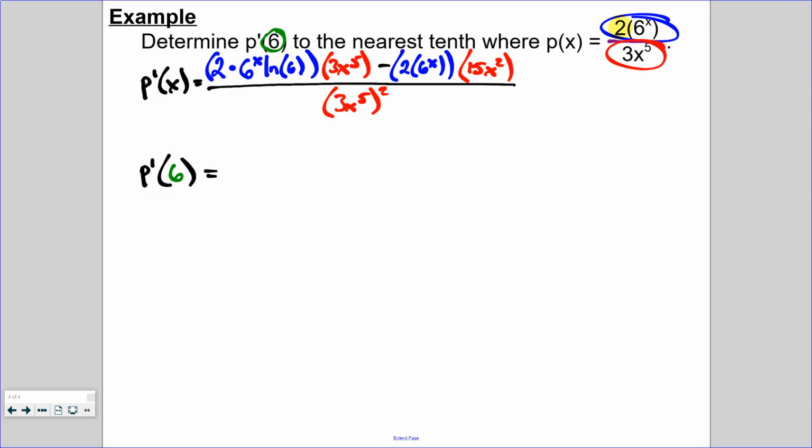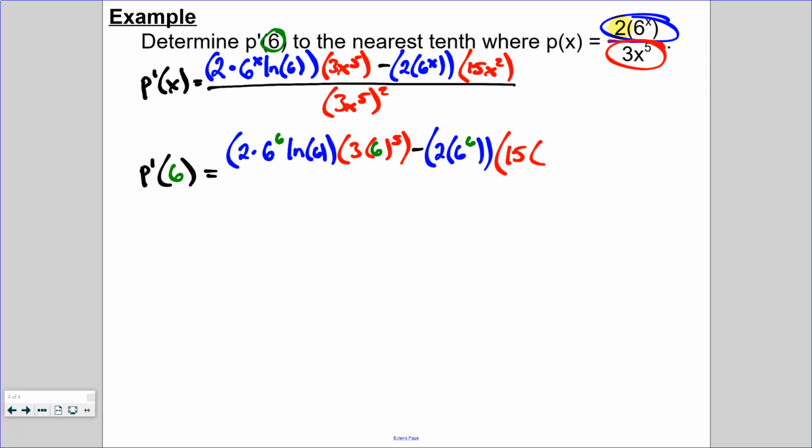is going to equal 2 times 6 raised to the 6th power times the natural log of 6. And that's going to be times 3 times 6 to the 5th power. Then minus 2 times 6 raised to the 6th power. And then 15 times 6 squared. And that's all going to be over the quantity 3 times 6 to the 5th squared.